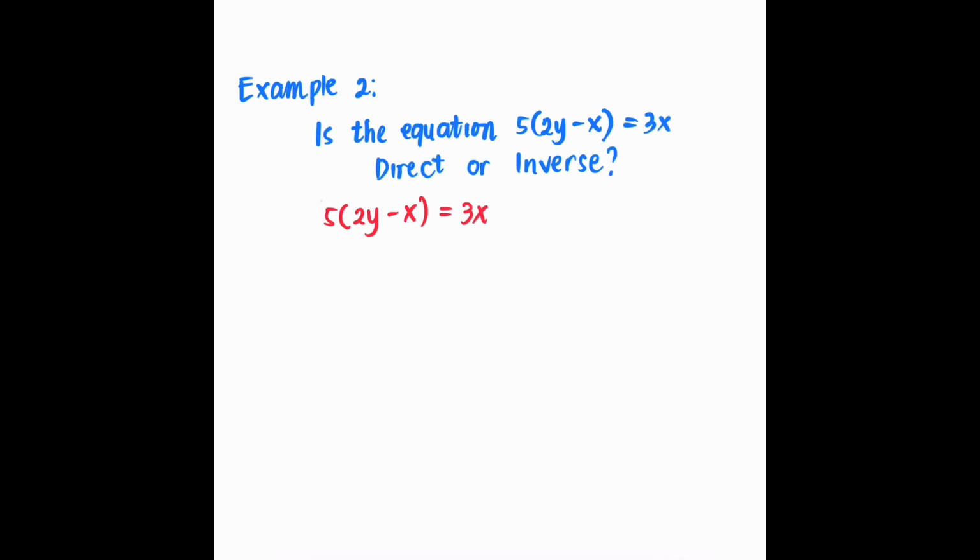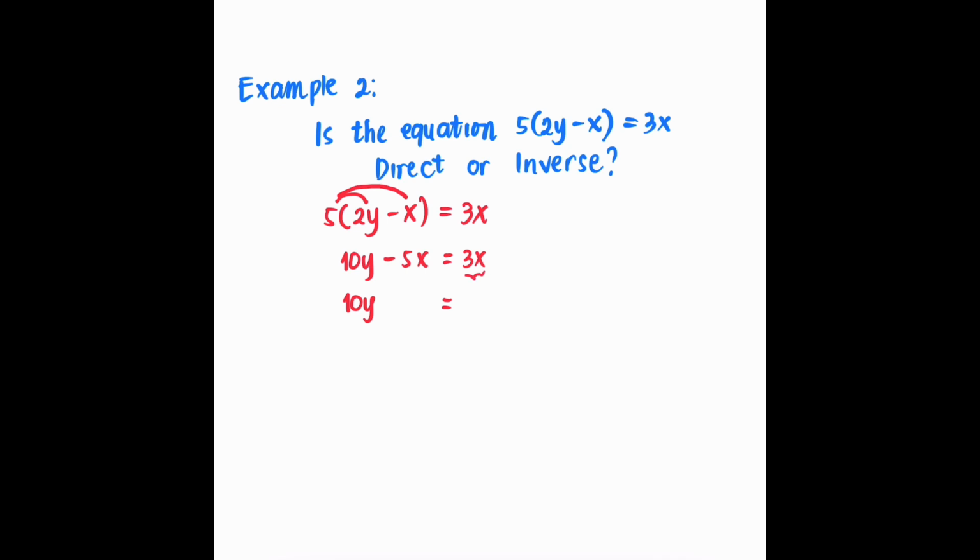If you take a look at the left-hand side of the equation, we need to simplify that first, by applying the distributive property. So here we have 5 times 2y is 10y. 5 times negative x is negative 5x equals 3x. And then from here, since we're solving for y, we just separate the terms with the y variable and x variable. So we can just leave the term with the y variable on the left, and the rest will be on the right-hand side of the equation.